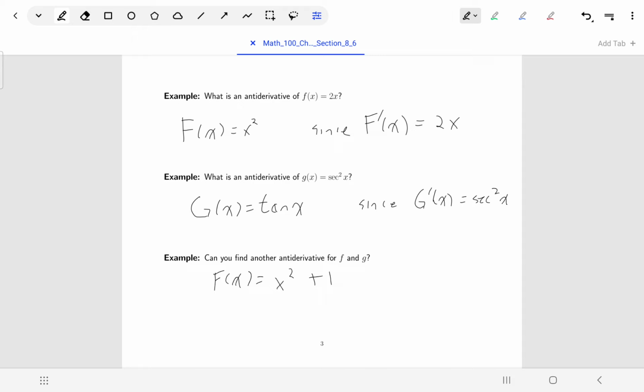Same thing with little g of x being secant squared. What's an antiderivative of that? I could go with tangent of x plus 2024. That would also have a derivative that's secant squared. So that means tangent of x plus 2024 is also an antiderivative for little g.